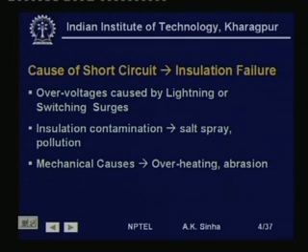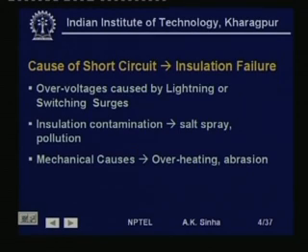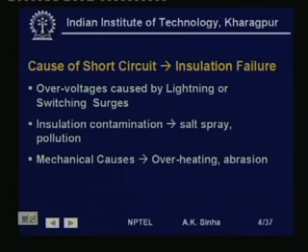Now, let us take up what causes short circuits. Well, short circuits are caused mainly because of insulation failure. Whenever insulation fails, we have a short circuit in the system. Now, what are the reasons which create this insulation failure? Well, one of the reasons which is very prevalent is over voltages which are caused by lightning or switching surges. So, lightning strikes a transmission line. There is a travelling wave, high voltages are created which can puncture the insulation or can bridge in certain cases the air insulation between two conductors, and thereby cause a short circuit.